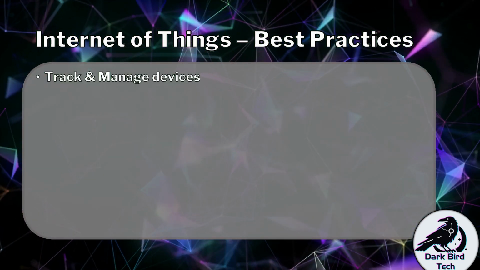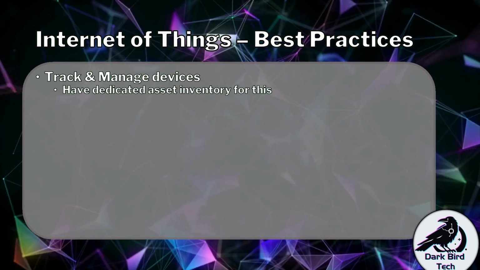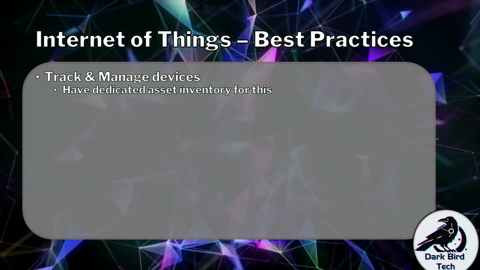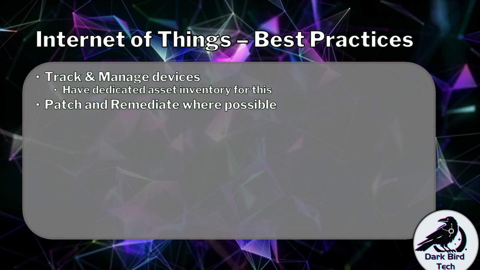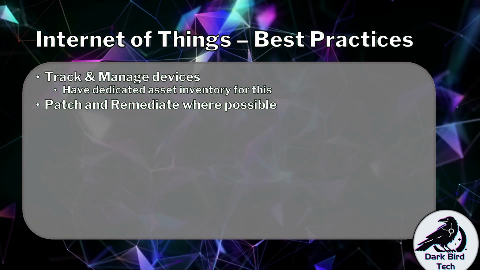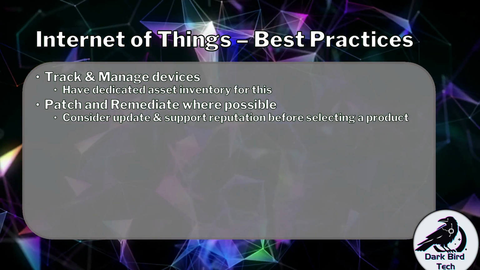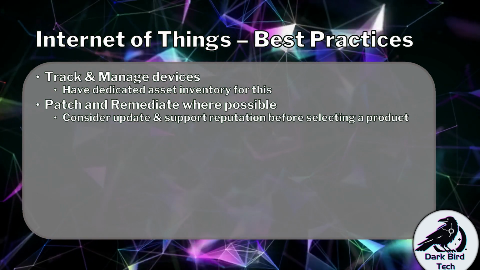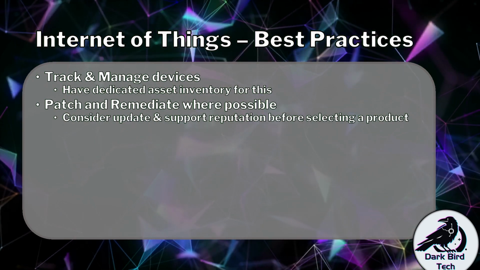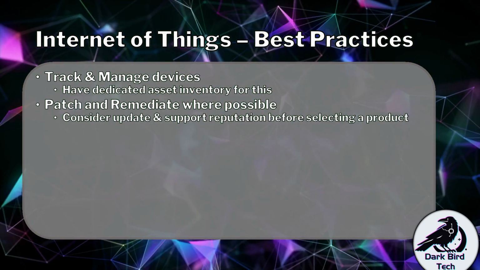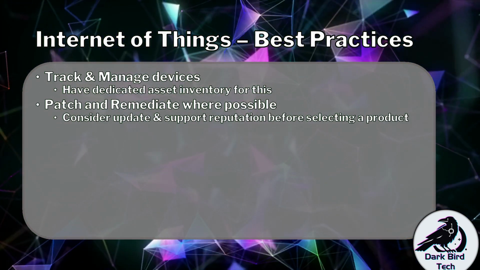So first and foremost in the workplace, track and manage these devices. You should already have an asset inventory of some kind, but you might want to make a dedicated one for IoT appliances. It would be a very good idea to do this. Then, patch and remediate these devices wherever possible. Ideally, it would be worth considering that the vendor has a good reputation when it comes to releasing updates and supporting their products. Maybe it's a good reason to spend a bit extra to get a product from a well-reputed brand or vendor who, if there is an issue, is likely to release an update that will fix the issue or at least improve the situation significantly.